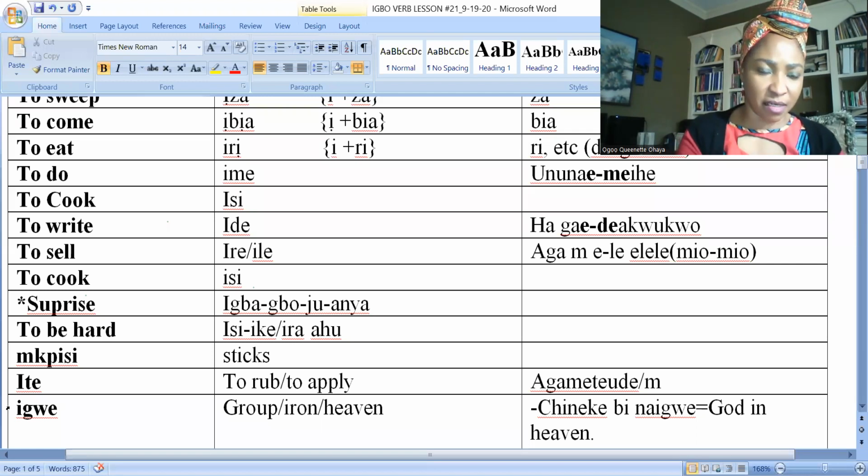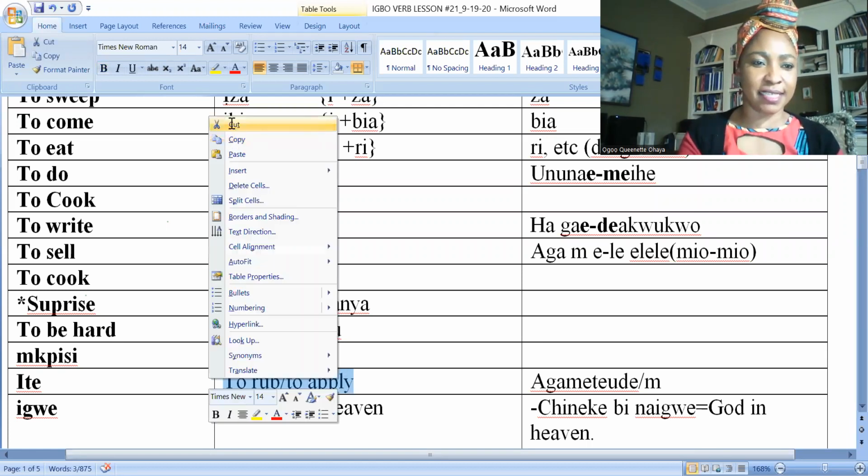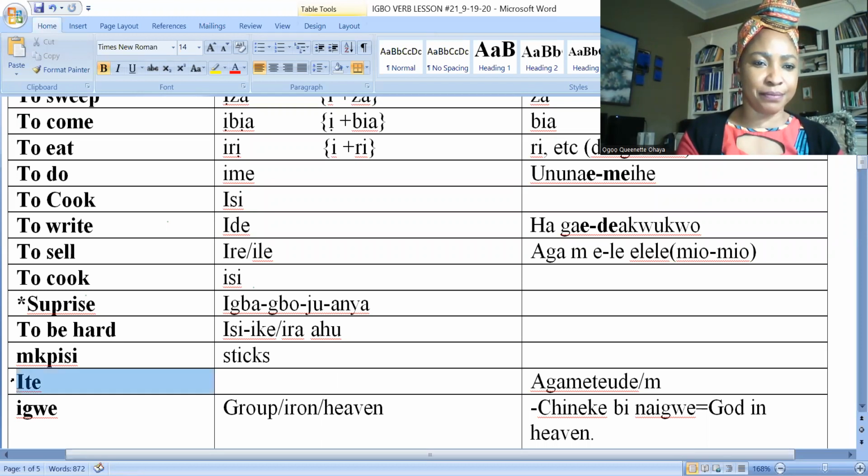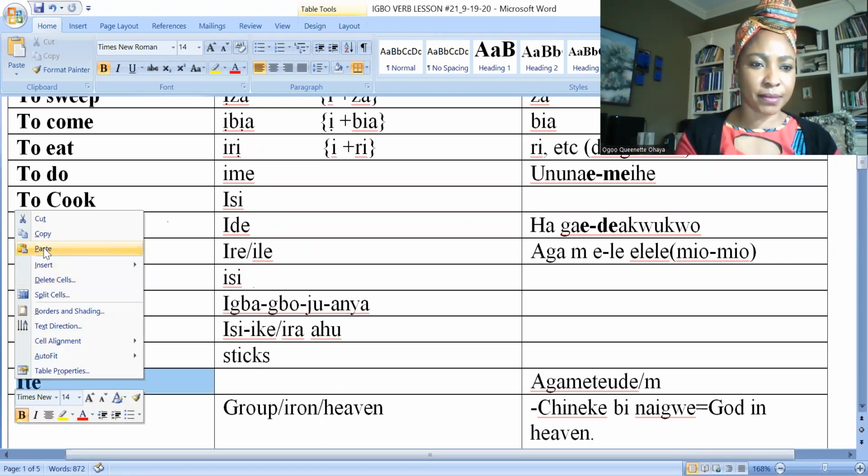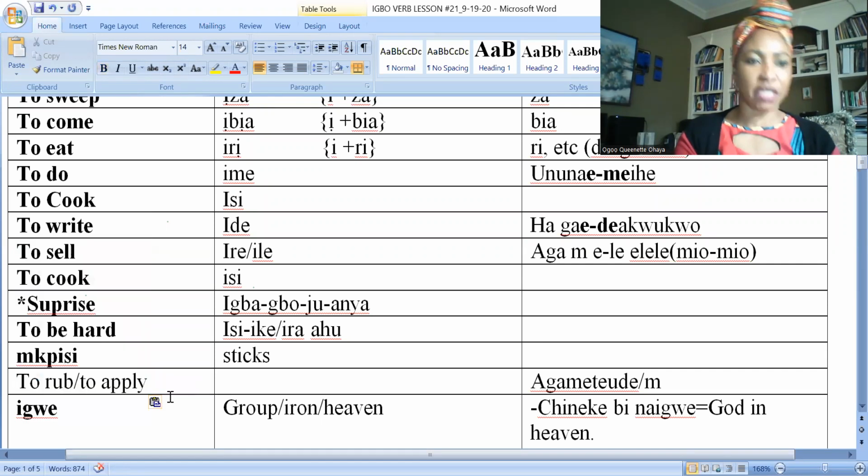Okay, this is ite. I switched this one, so it's going to go to the other side. This is, to rub or to apply, ite.